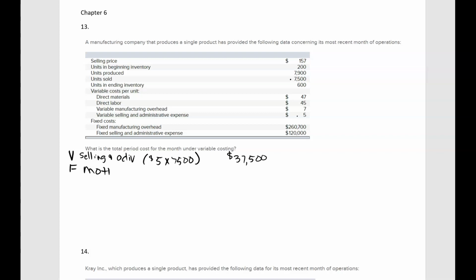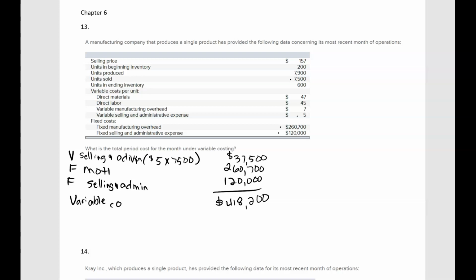Fixed manufacturing overhead is $260,700, and fixed selling and admin is $120. And this is variable costing total period cost.